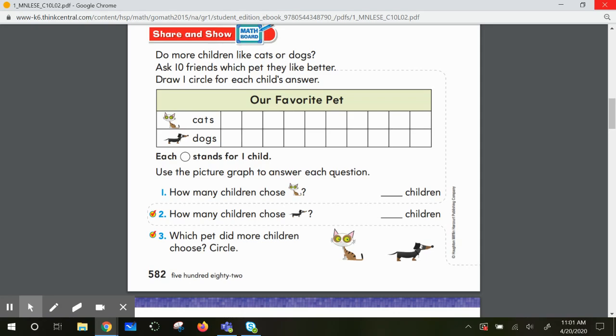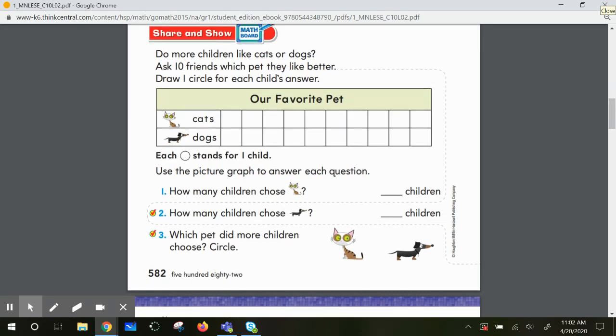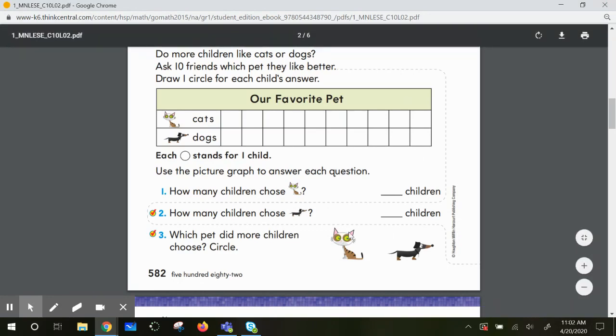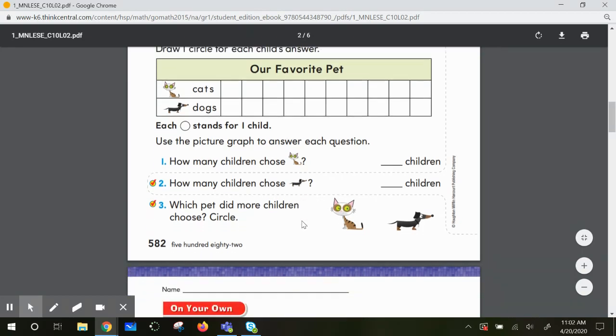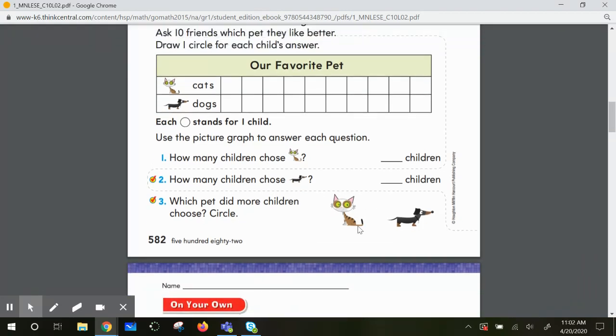And each time they give an answer, you need to place that answer right in the graph next to the cat or the dog. Then answer your questions. How many children or people chose cats? How many children or people chose dogs? And which pet did more children or people choose?